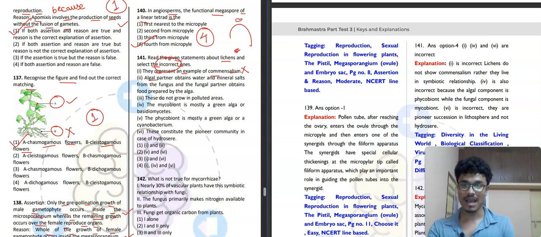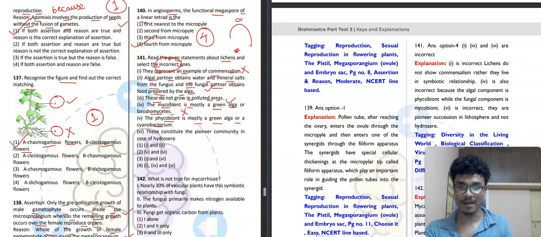The next one is: algal partner obtains water and mineral salts from the fungus, and the fungal partner obtains food prepared by the alga. It is absolutely correct. Next one is: they do not grow in polluted areas. Absolutely correct, because they are great pollution indicators. Now the fourth one is: the mycobiont is mostly green alga or basidiomycetes. This is not correct.